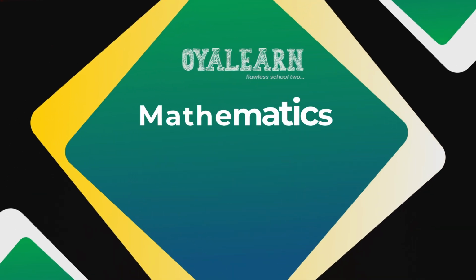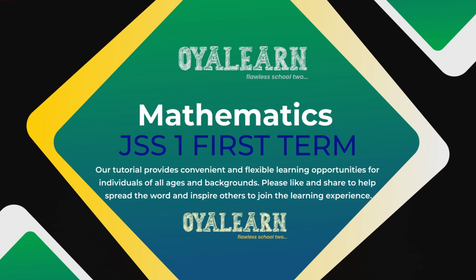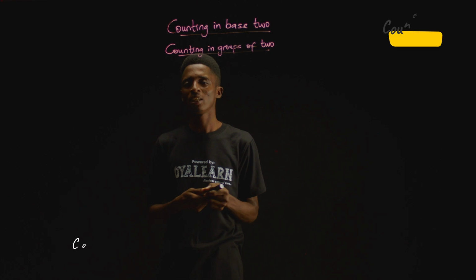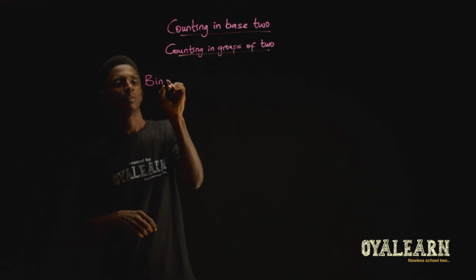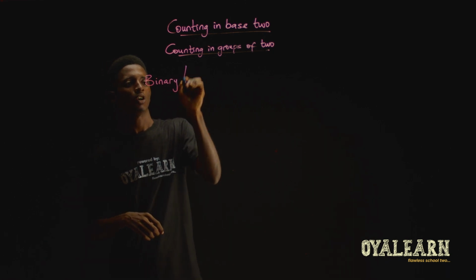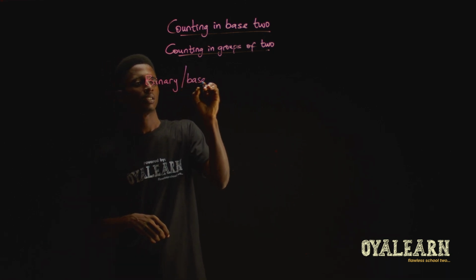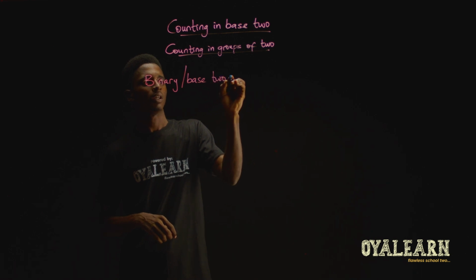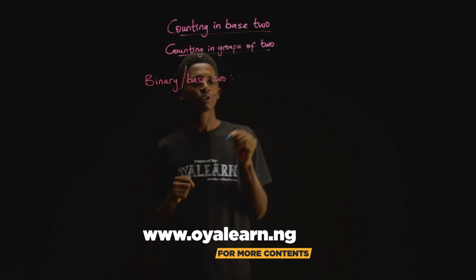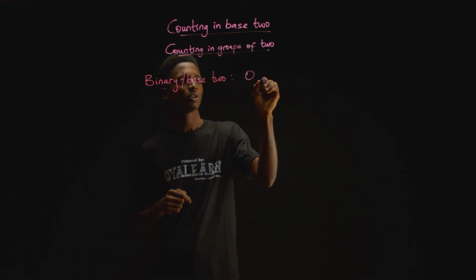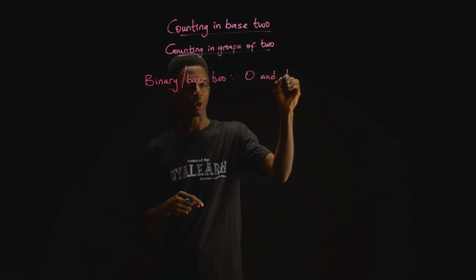Let us now learn how to count in groups of 2s. So the base 2 system is known as the binary number system. Binary or base 2. Now we know that this consists of 2 digits, and those digits are 0 and 1.